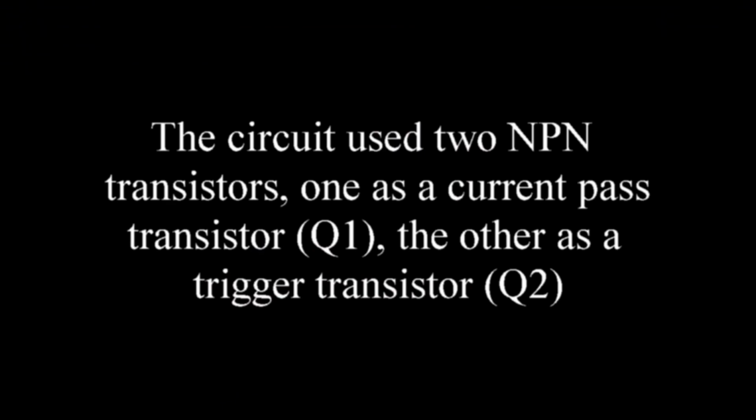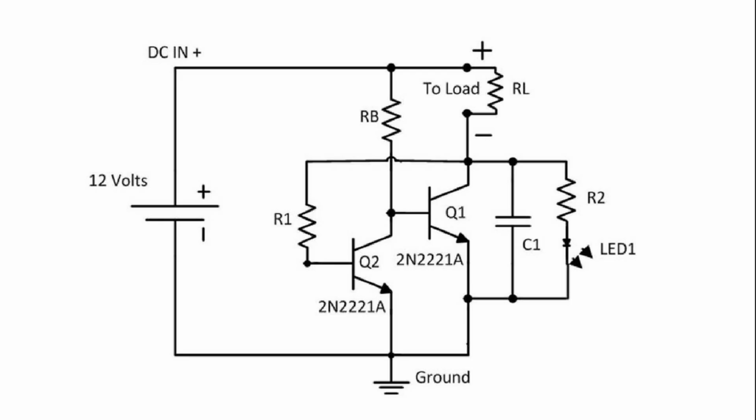The circuit used two NPN transistors. One is a current pass transistor Q1. The other is a trigger transistor Q2. Here is the circuit. How it works was explained in the video. You will find its link in the description.